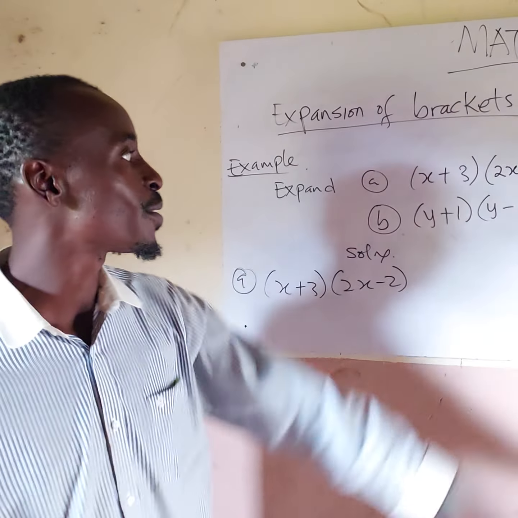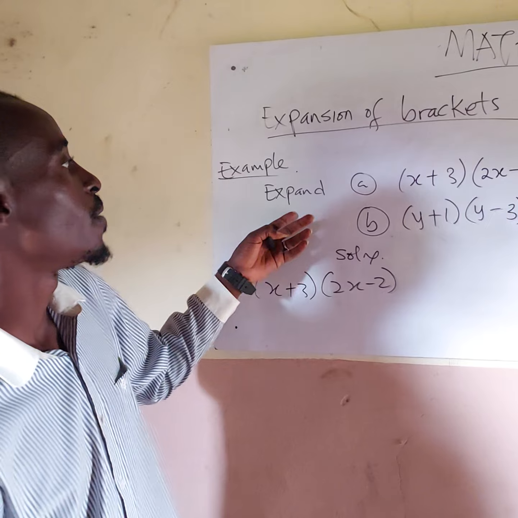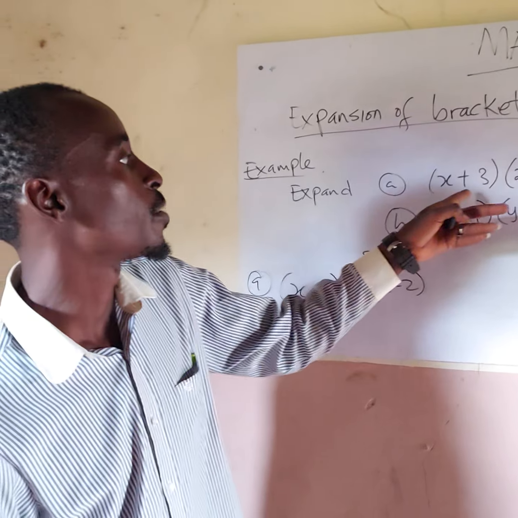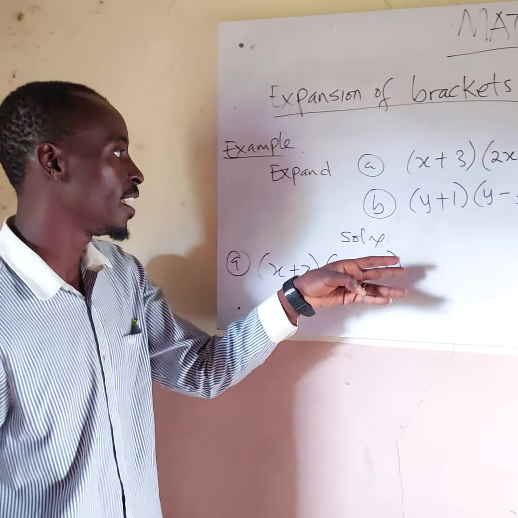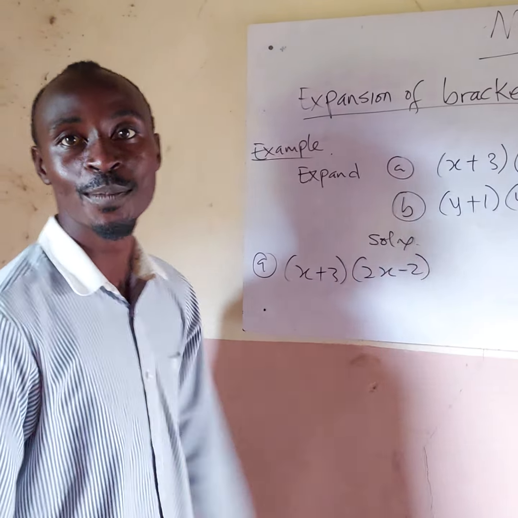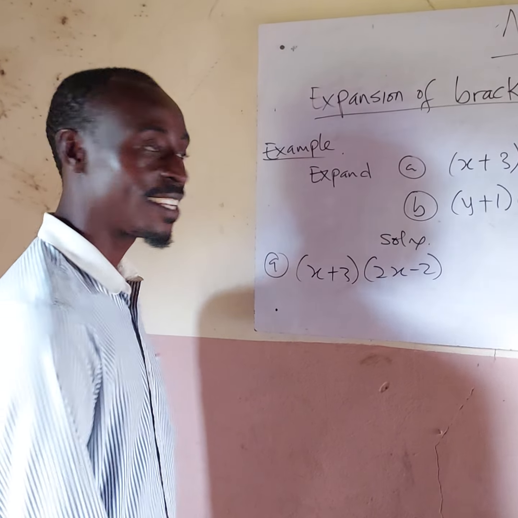We are looking at expansion of brackets. We have: expand x plus 3 into the bracket of 2x minus 2. So we are doing the A, and as usual, you will do the B, and let me see your answer in the comment section at the end.